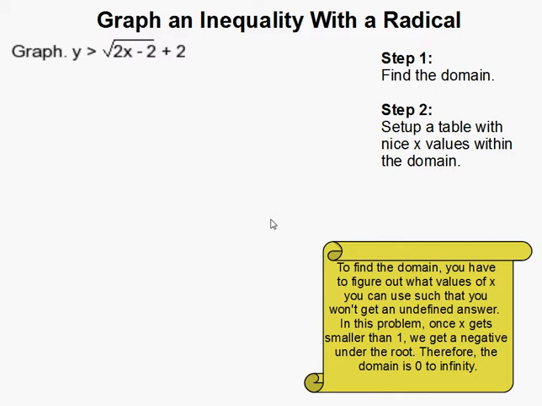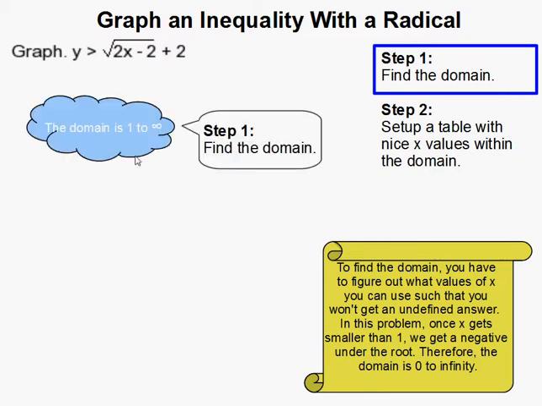Graphing an inequality with a radical in it. The first thing you need to do is find the domain of your inequality. To do that, you ignore the inequality and pretend it's an equal sign. Then you figure out all the possible x values so that you don't get an undefined answer. An undefined answer is when you get a negative under the square root.